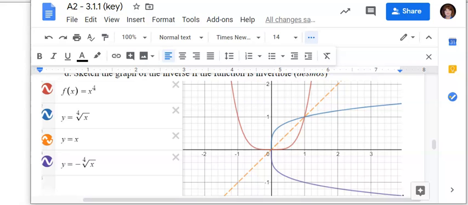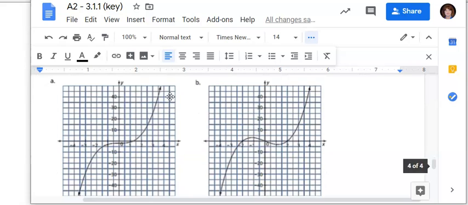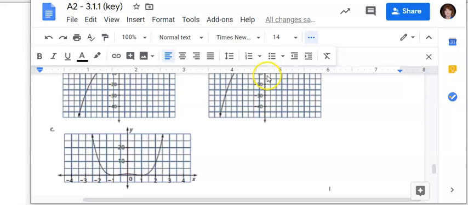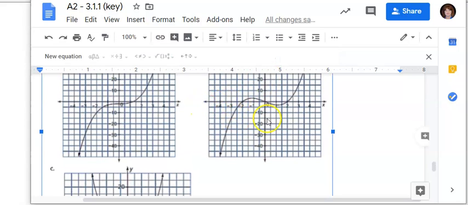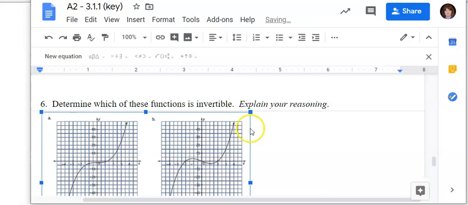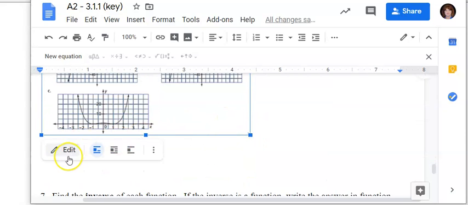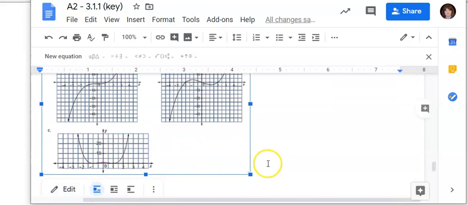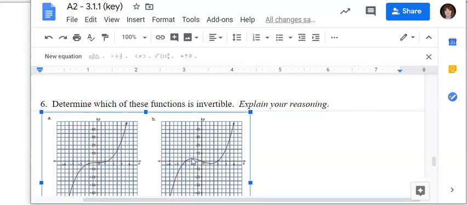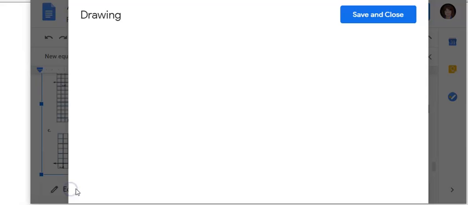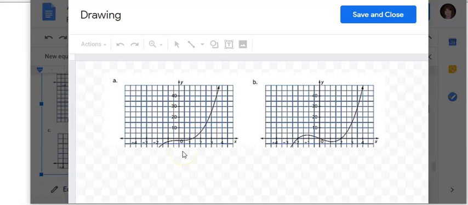All right, let's go back to our document and see what we got here. Now, these 3 items are pretty simple. I included something I've never done before, so y'all tell me how this works. I made this into a drawing. I'm going to shrink that down so it's smaller. So down here at the bottom, you should now, if you're in your Google Doc, see an edit. So I'm going to use the edit button this time to show which functions are invertible. And the way we do that is by drawing horizontal lines.